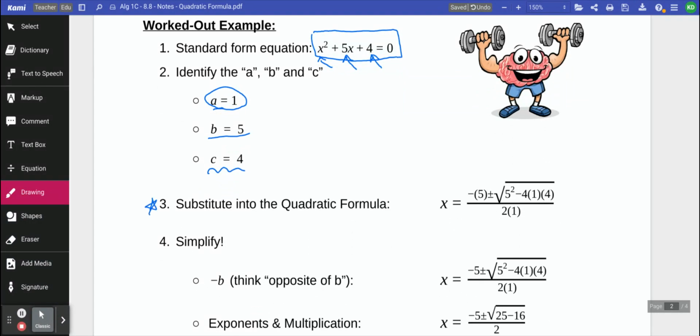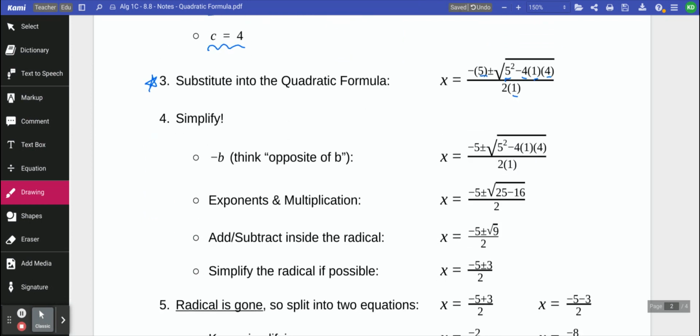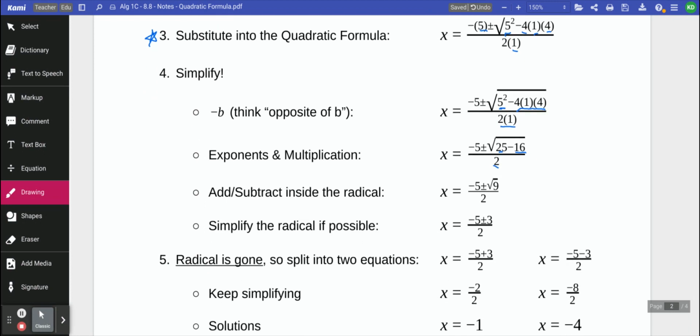So here's our substitution step. So we put negative b plus or minus the square root of b squared minus 4ac all over 2a. We're going to simplify by doing the opposite of b, so it's just negative 5. Doing our exponents and multiplications inside that radical, so 5 squared becomes 25. 4 times 1 times 4 is 16. And then 2a becomes 2, so 2 times 1 is 2. Then we're going to add or subtract inside the radical. So now our 25 minus 16 has become 9. Square root of 9 is 3. You can see that plus or minus is already built in there.